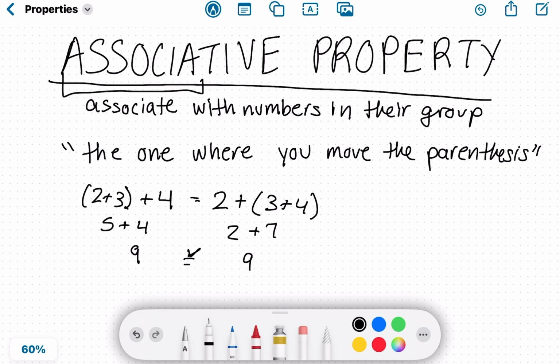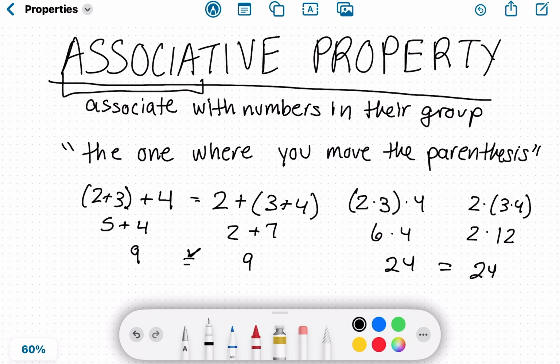Now let's try for multiplication with the same numbers. Okay, 2 times 3, in parentheses, times 4. 2 times 3 is 6, times 4 is 24. Now let's do 2 times 3 times 4 in parentheses. 3 times 4 is 12, times 2, that's 24. Once again, they're equal, also showing that the associative property works for multiplication as well.